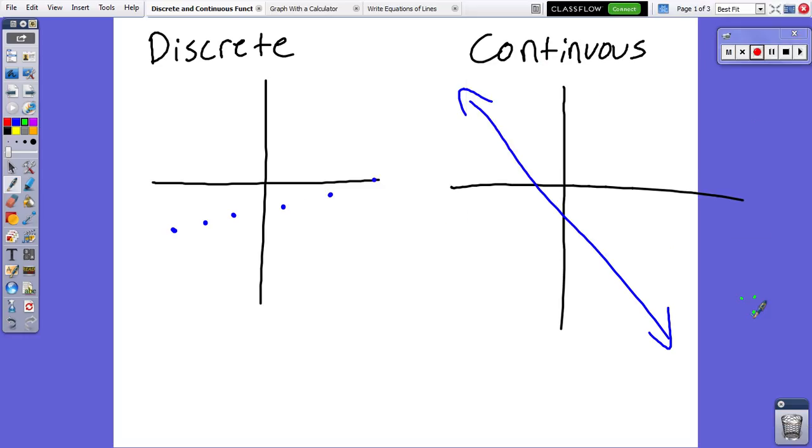Functions can either be discrete or continuous. Discrete means that there's separations in the graph. Continuous means that you could take your pencil and draw all along the entire graph without having to lift up your pencil. So the one on the left where we've got some points there, that's a discrete graph, whereas on the right, there's a straight line. You can just draw your pencil along that whole line. That is a continuous graph.